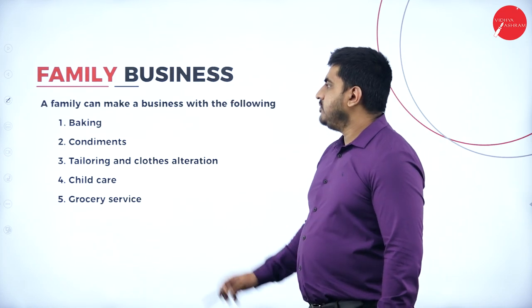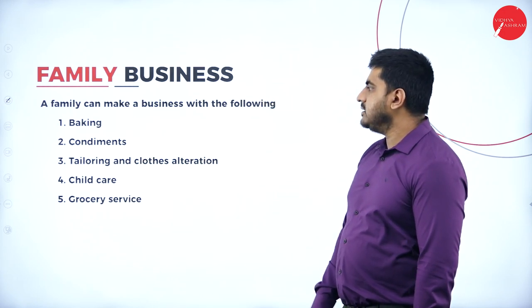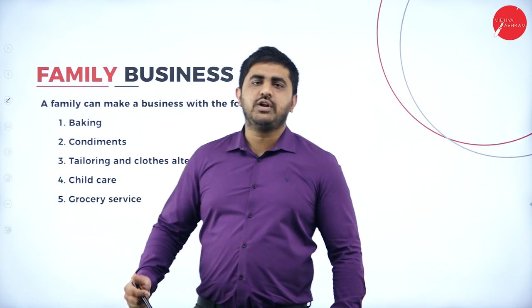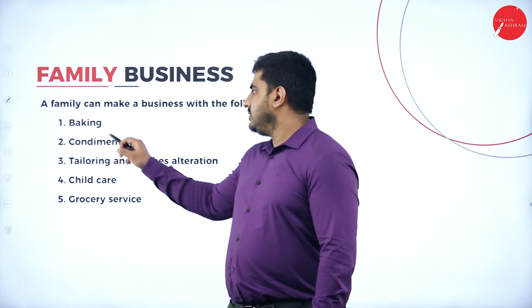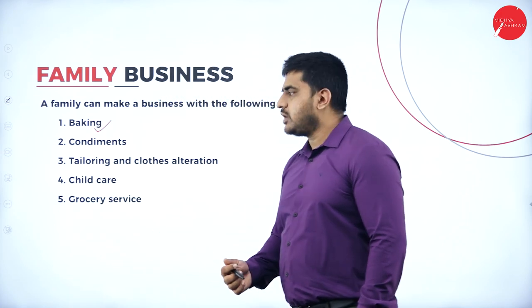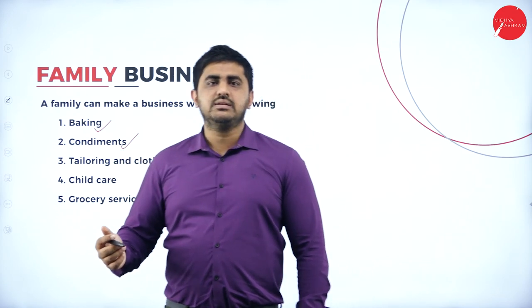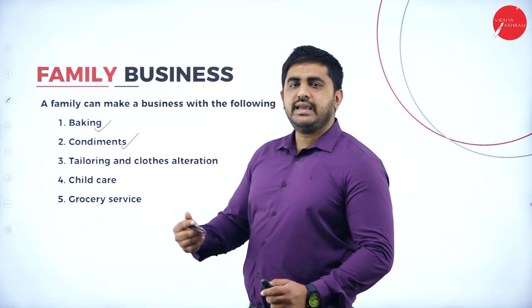So here, a family can make a business with the following. These are the scope for a family business. Baking: if they're good at baking, they can bake cakes and pastries and make a business out of it. Condiments, that is your sweets: they can prepare tasty sweets at home and sell them.